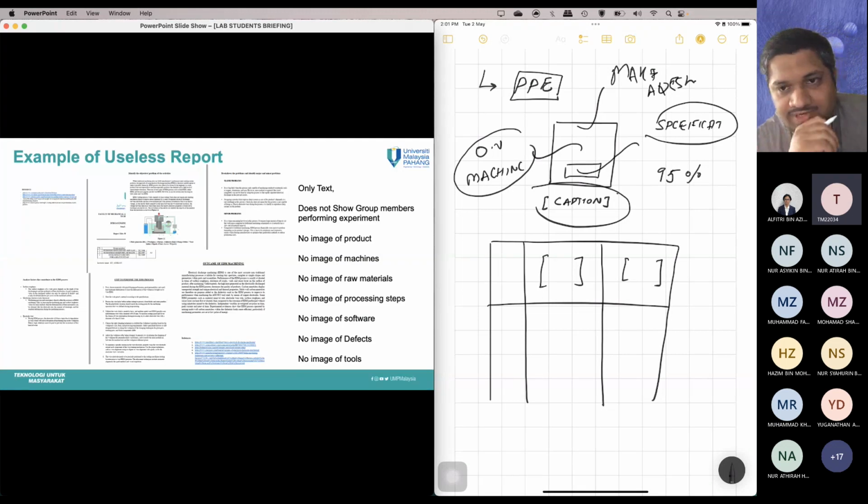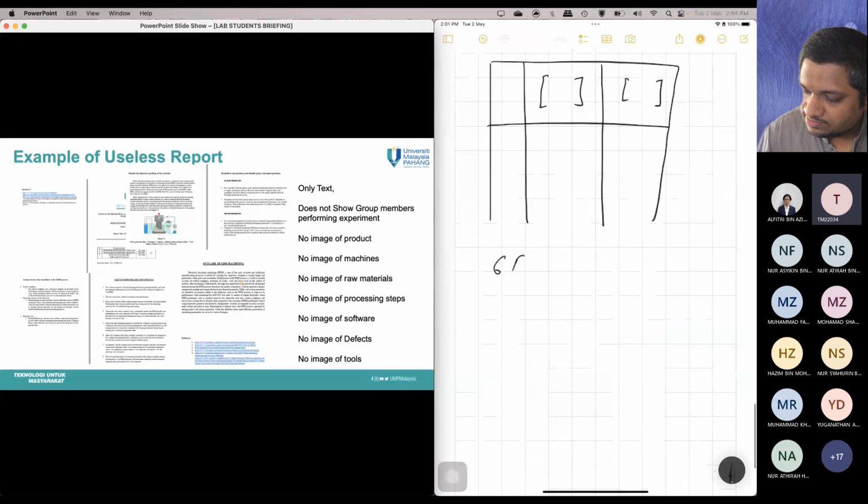So here is an example of a report. This is a report of a student, and you can see this is an electric discharge machining report. It is a 6-page report.